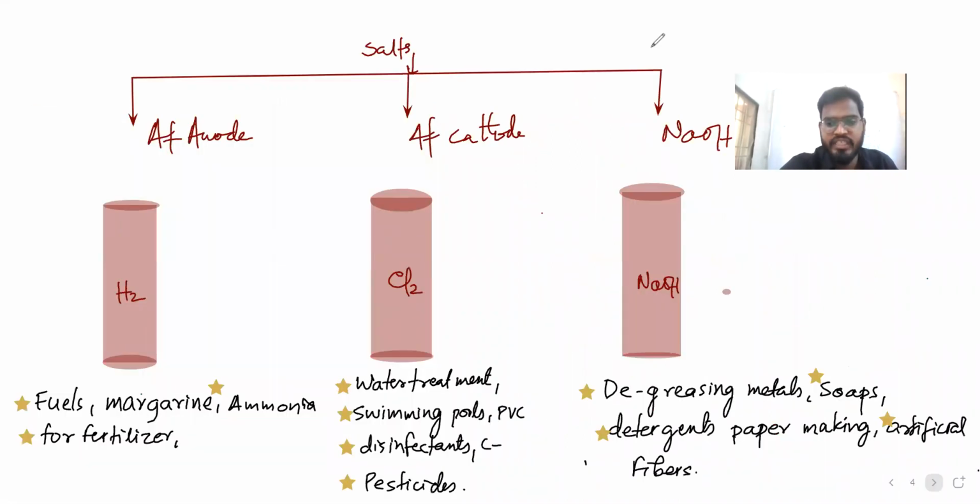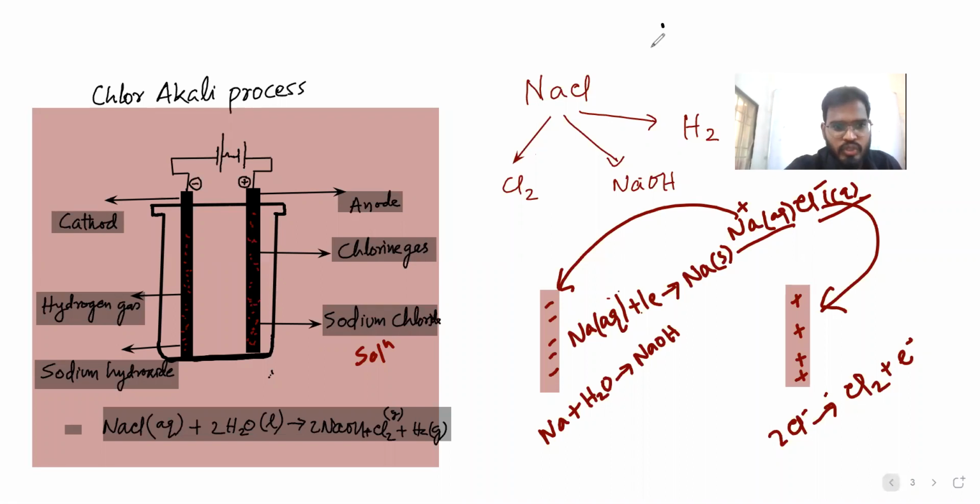Fine. After that, what will happen? We'll put NaCl with water and pass electricity through it. So NaCl will convert into Na+ and Cl-, and H2 gas will also be produced because water is there anyway. Cl will go to the positive side, and Na will go to the negative side. Na aqueous will first gain one electron and become Na solid.